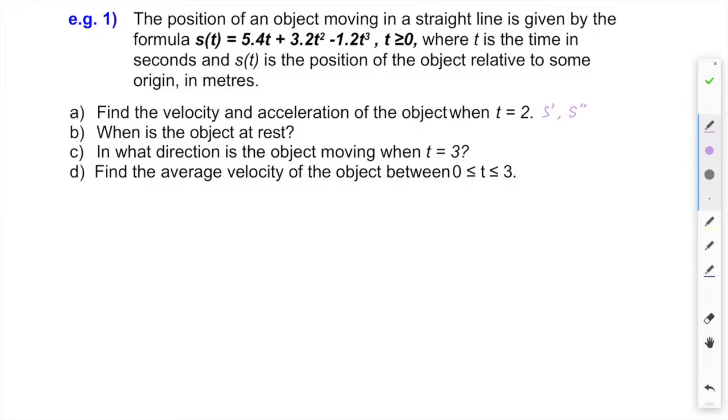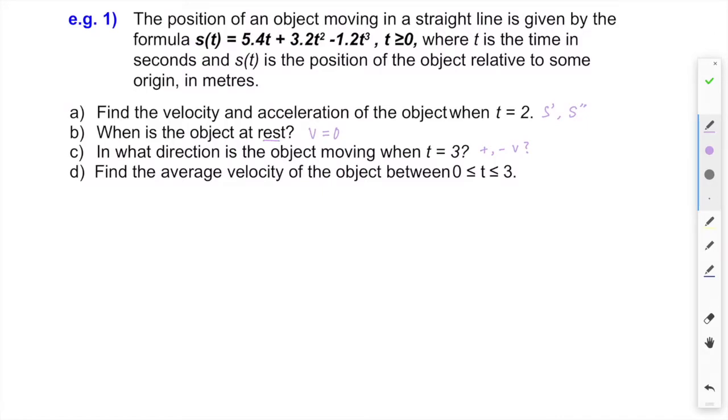When I see buzzwords like when the object is at rest, I know that we're talking about 0 velocity, 0 speed. From your investigation, we learned that the direction of an object is based on the sign of your velocity function. Seems pretty important here, right? We're talking about velocity in parts A, B, and C.